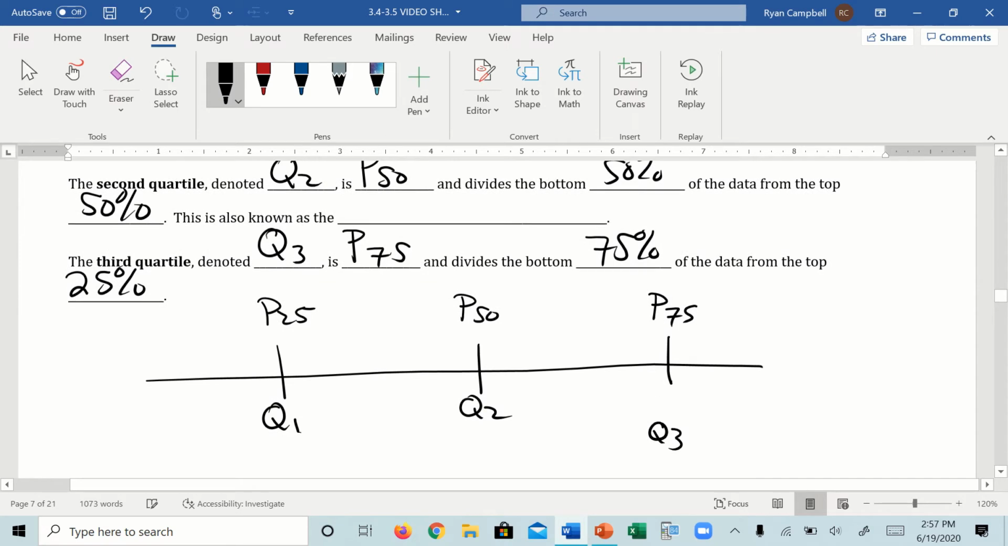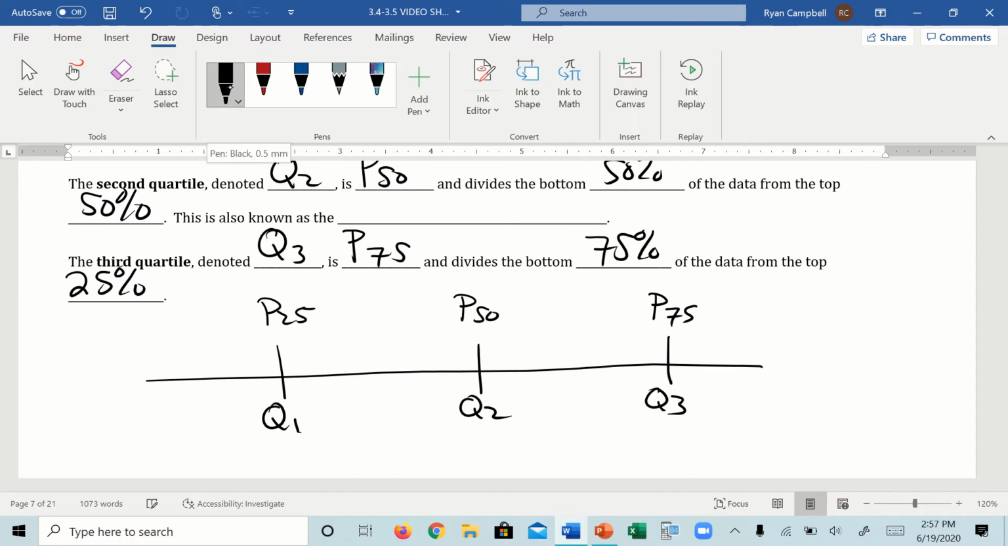Now, the interesting thing about P50 is that it's in the middle of all of our data, right? Do we remember a word that also is considered the middle of our data when we order it from lowest to highest? So this is just the median. Yeah, so the median is a fancy word for the 50th percentile or the second quartile.